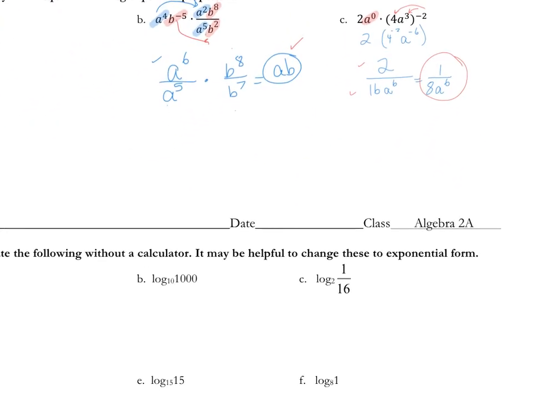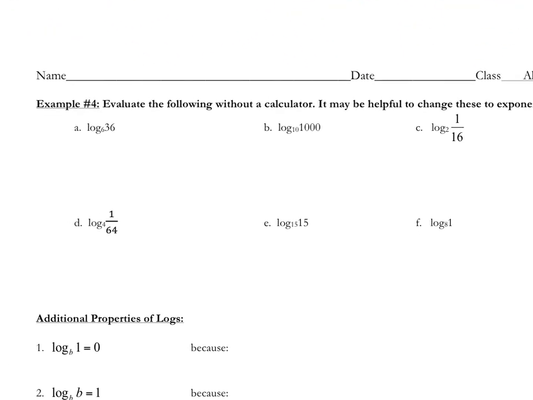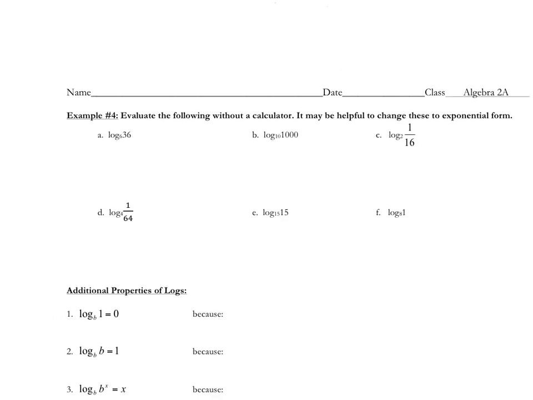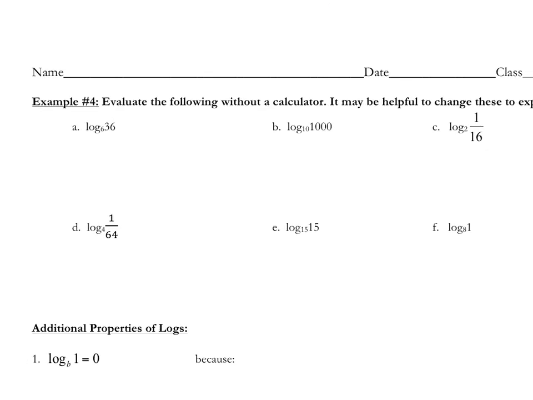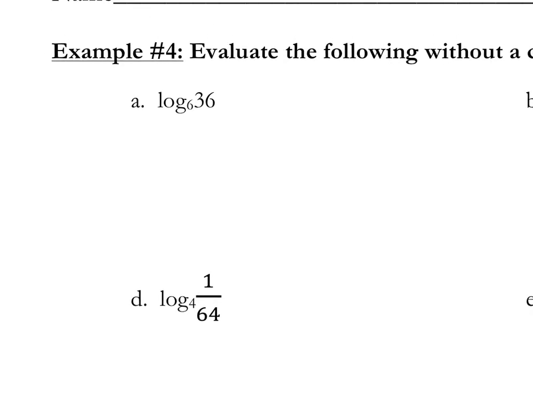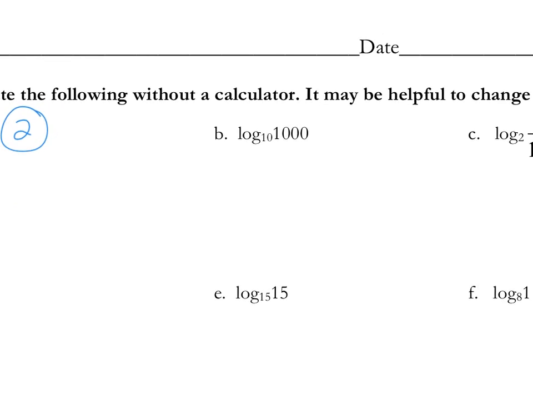Let's move on to the next page here. What I wanted to try to do here, we're going to evaluate using exponential rules. So, example A here, number 4. Logarithms ask me a question: 6 to what power equals 36? Well, I know that 6 squared gets me to 36, so my answer on part A will be 2.